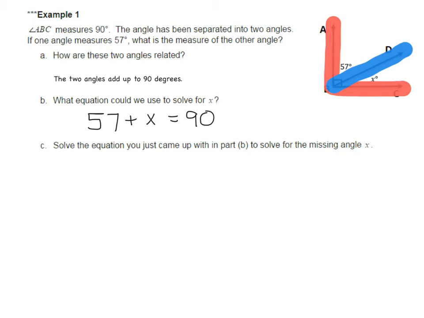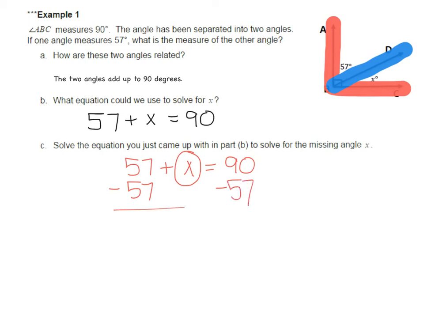So now for part C, it says to solve the equation you just came up with in part B to solve for the missing angle x. So we're now going to rewrite our equation, 57 plus x equals 90. So we have an addition equation, so the opposite of addition is subtraction. So we're going to be subtracting, and we're getting rid of the number with the variable, because we want x by itself, so we're going to subtract 57 from both sides.